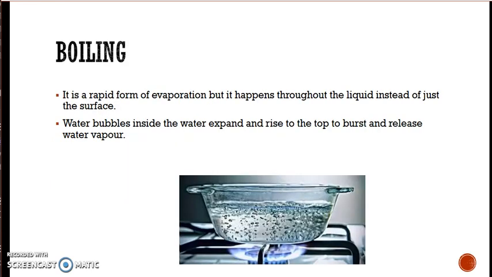Okay, boiling. It is a rapid form of evaporation, but it happens throughout the liquid instead of just the surface. Yeah, don't get confused with boiling and evaporation. They are not the same thing. Boiling happens throughout the liquid, and evaporation happens only on the surface and at all temperatures. Boiling happens only at specific temperatures. We'll get to that. And also, it only happens at high temperatures, usually, except when you're dealing with gases, when their boiling temperature is quite low, actually.